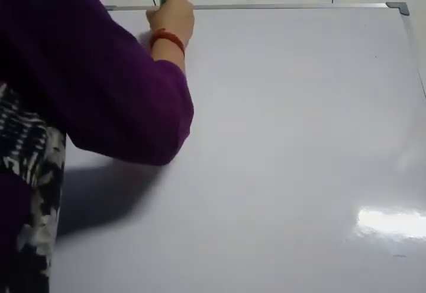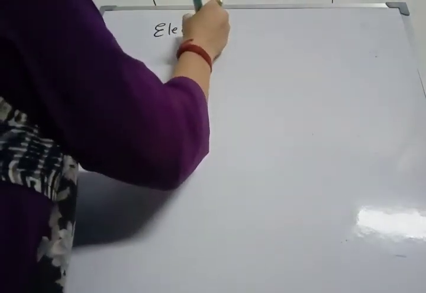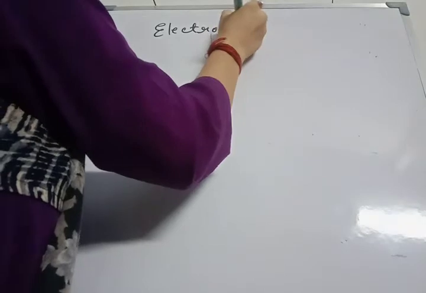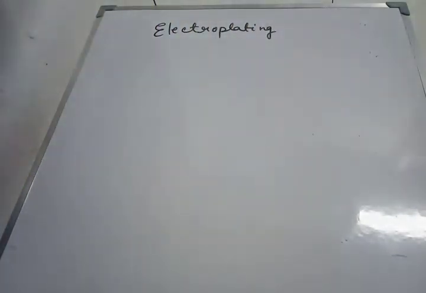Good evening, class 10. Today we are going to discuss the applications of electrolysis. So the first application is electroplating. Electroplating is a process by which a less active metal gets deposited on the surface of a more active metal by using electricity, or by using electrolysis.